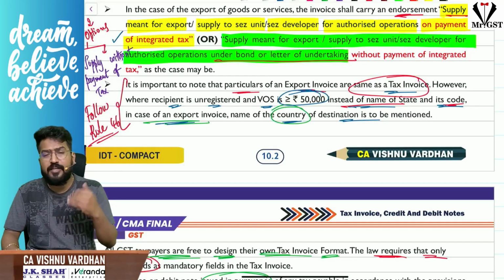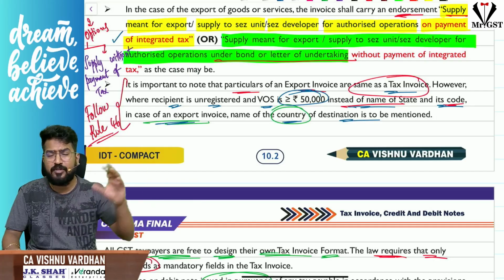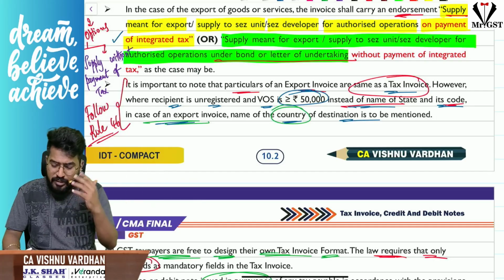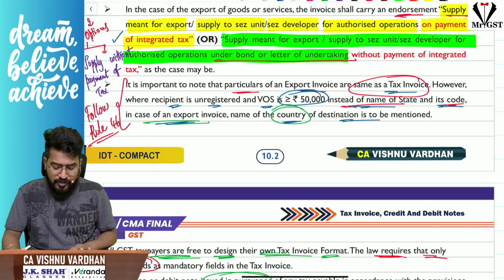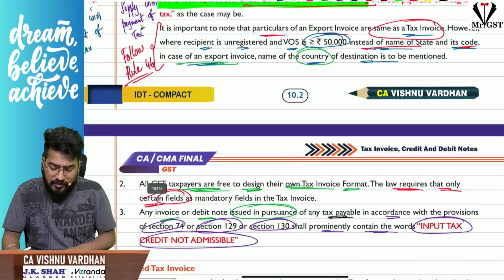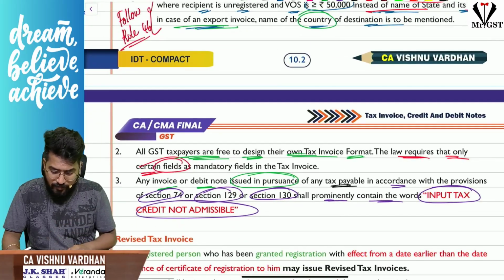No, so there, sir, instead of the state name and all that stuff, if the country name and the destination are mentioned, then it is sufficient. You cannot mention exporting the invoice to Arunachal Pradesh or Gujarat, like that, correct? So the name of the country has to be given.